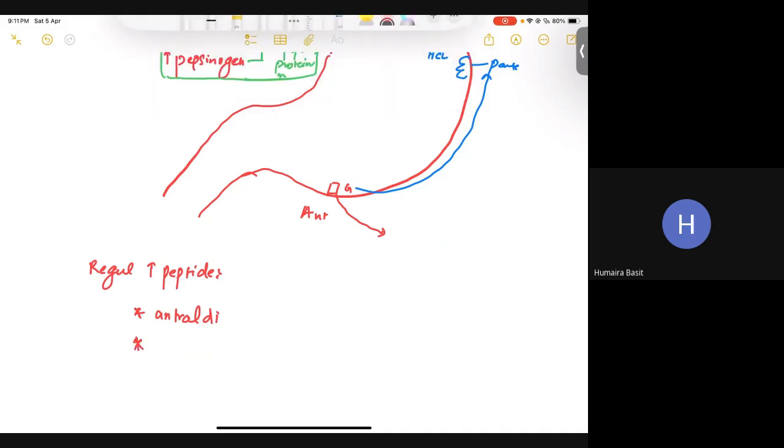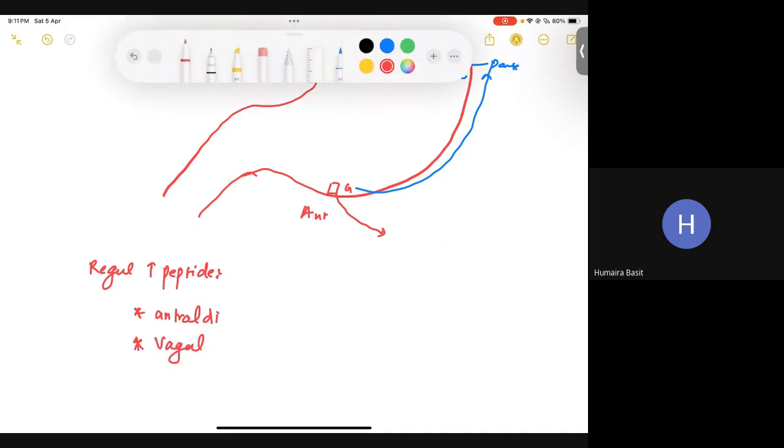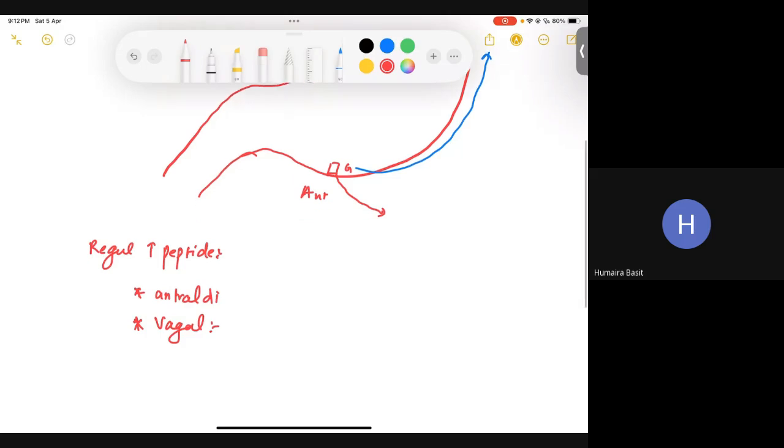What else? Vagal stimulation. We already know that the vagus nerve has a lot of functions. First of all, it directly acts on your parietal cell. It increases your HCl release. If you guys are aware of the Cushing reflex, if you remember, we'll be discussing that in our future modules.